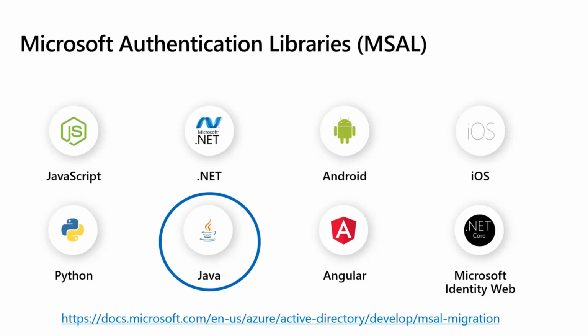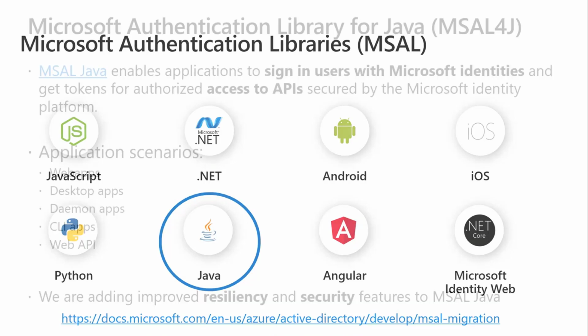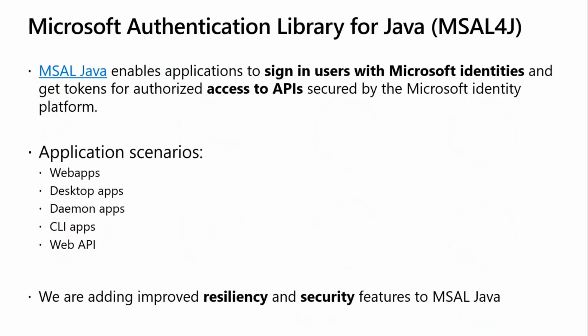Today, we will be talking mostly about Microsoft Authentication Library for Java and some work we've been doing to improve the developer experience. So what is the Microsoft Authentication Library? As I mentioned, Microsoft Authentication Library is an SDK that interacts with the endpoints on the Microsoft Identity platform and takes care of a lot of the authentication flows and handles a lot of the auth logic for you. So MSAL Java enables applications to sign in users with Microsoft identities and get tokens for authorized access to APIs which are secured by the platform.